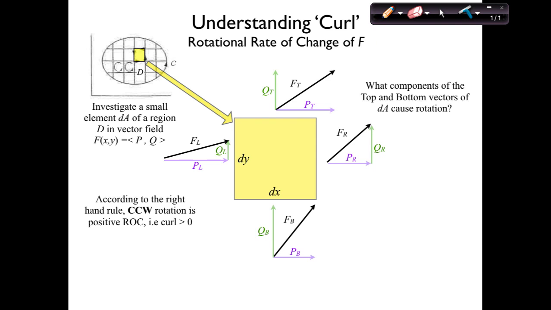No, it's not the angle. Some are saying both, some are saying P. What's going to cause rotation? Do the Q vectors cause this thing to rotate, the Q components? Do you see that they're just pulling vertically? That's not going to cause rotation. So we don't care about the Q vectors. Don't miss this. We don't care about the Q vectors, right?